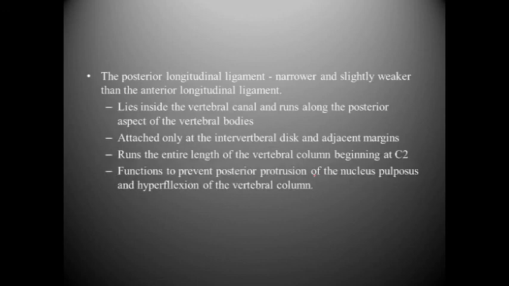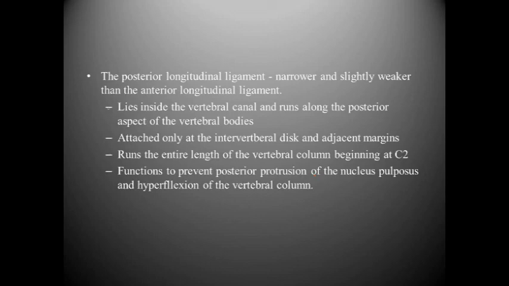The posterior longitudinal ligament, which is narrower and slightly weaker than the anterior longitudinal ligament, lies inside the vertebral canal and runs along the posterior aspect of the vertebral bodies. It's attached only at the intervertebral disc and adjacent margins. It runs the entire length of the vertebral column beginning at C2.